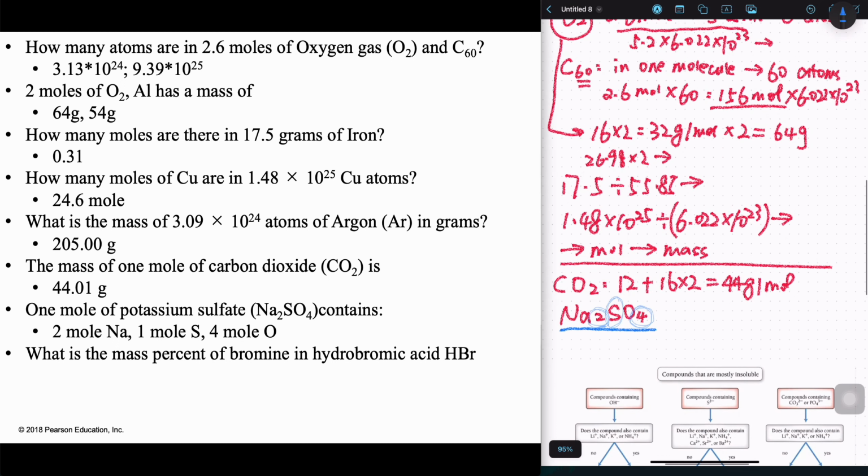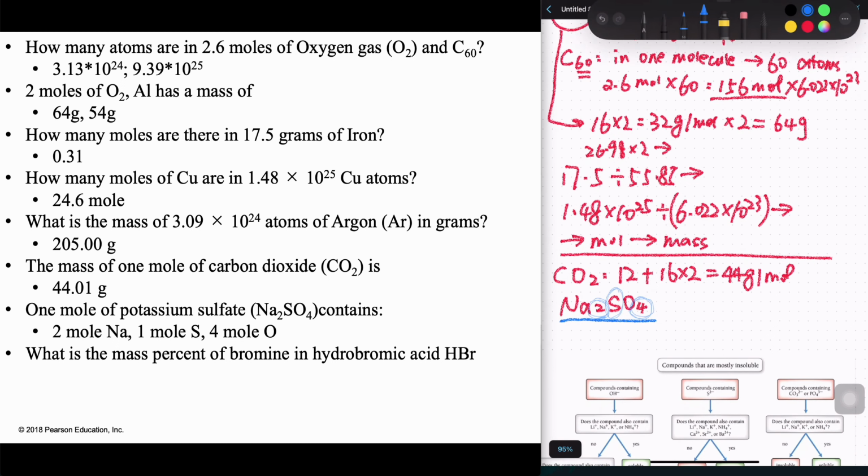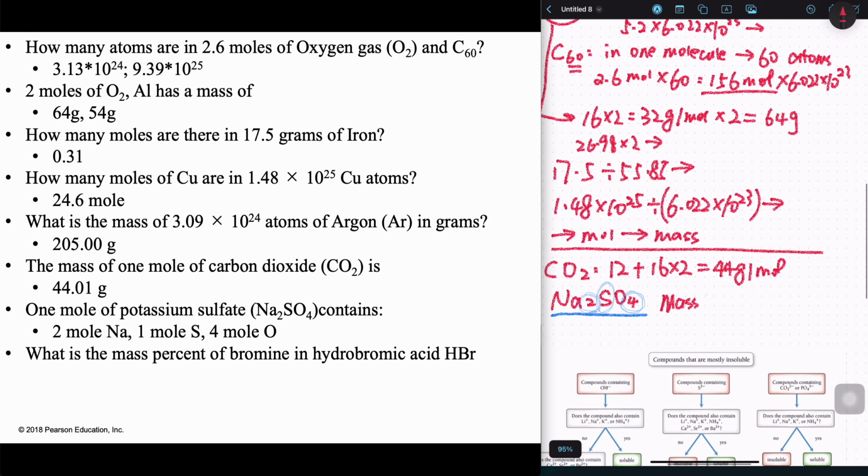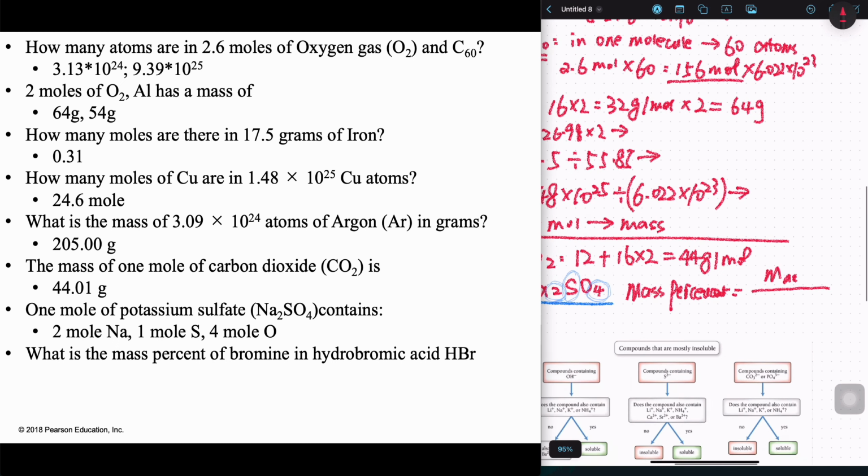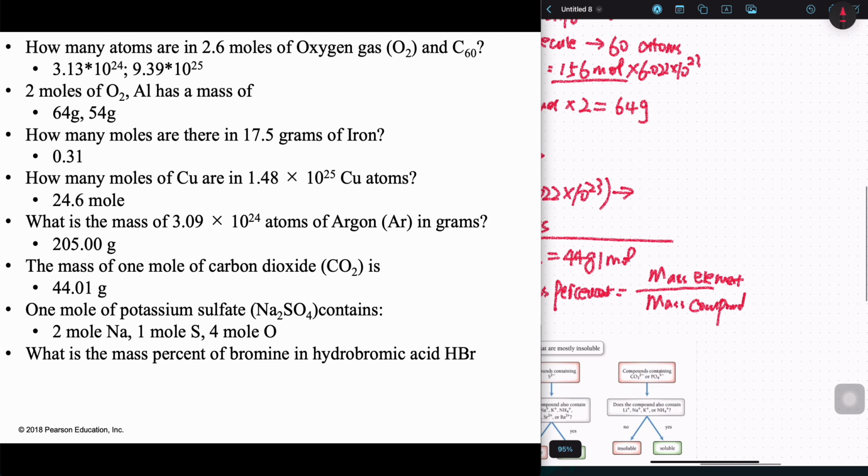The last question about the chapter 5. What is the mass percent of bromine in hydrobromic acid? In order to calculate this, we need to understand what is the definition of mass percent of something. Mass percent of an element can be calculated as the mass of the element divided by the mass of the compound, right? So what is the mass of the element in this HBr?